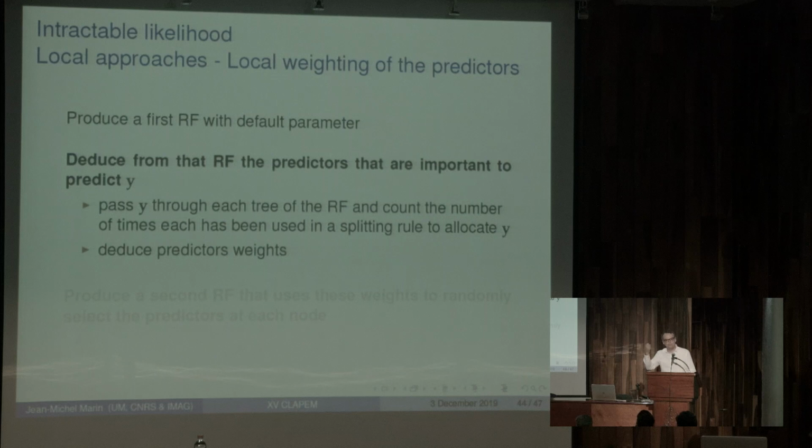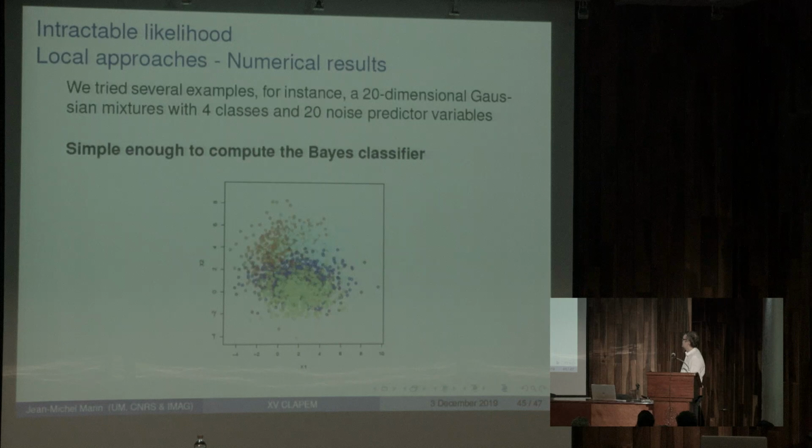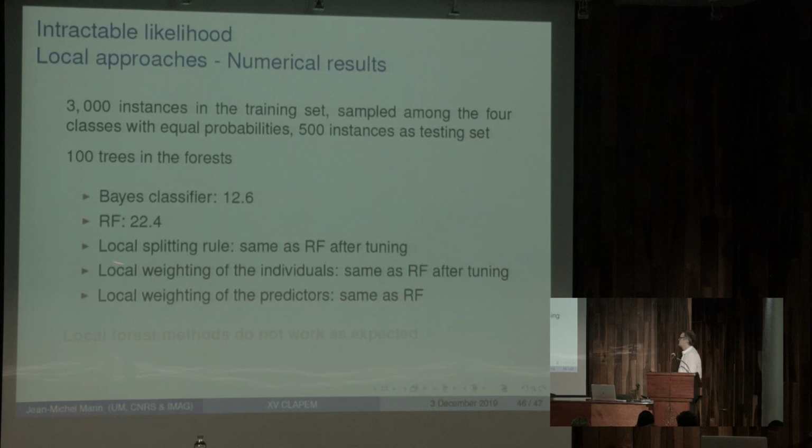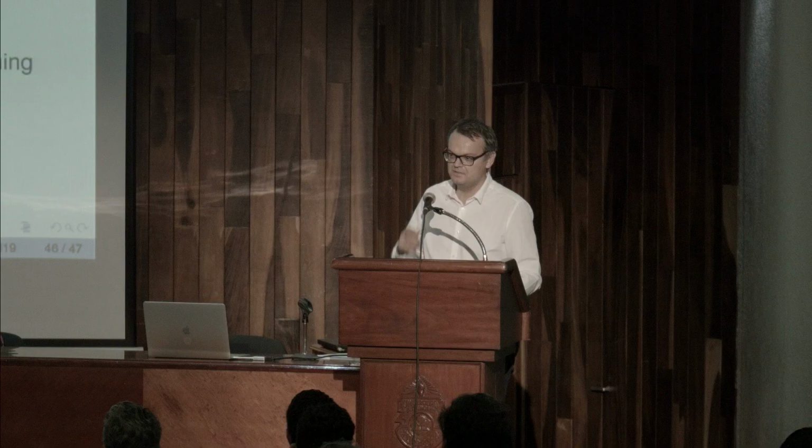So weight the individuals, weight the variables, change the criterion within the forest. And unfortunately, we tried several examples, for instance, this one. And we always obtained the same type of results. We got an error rate for the standard random forest. And after a lot of tuning, all the strategies do almost the same and not better. And after 3 years, we understood what happened.